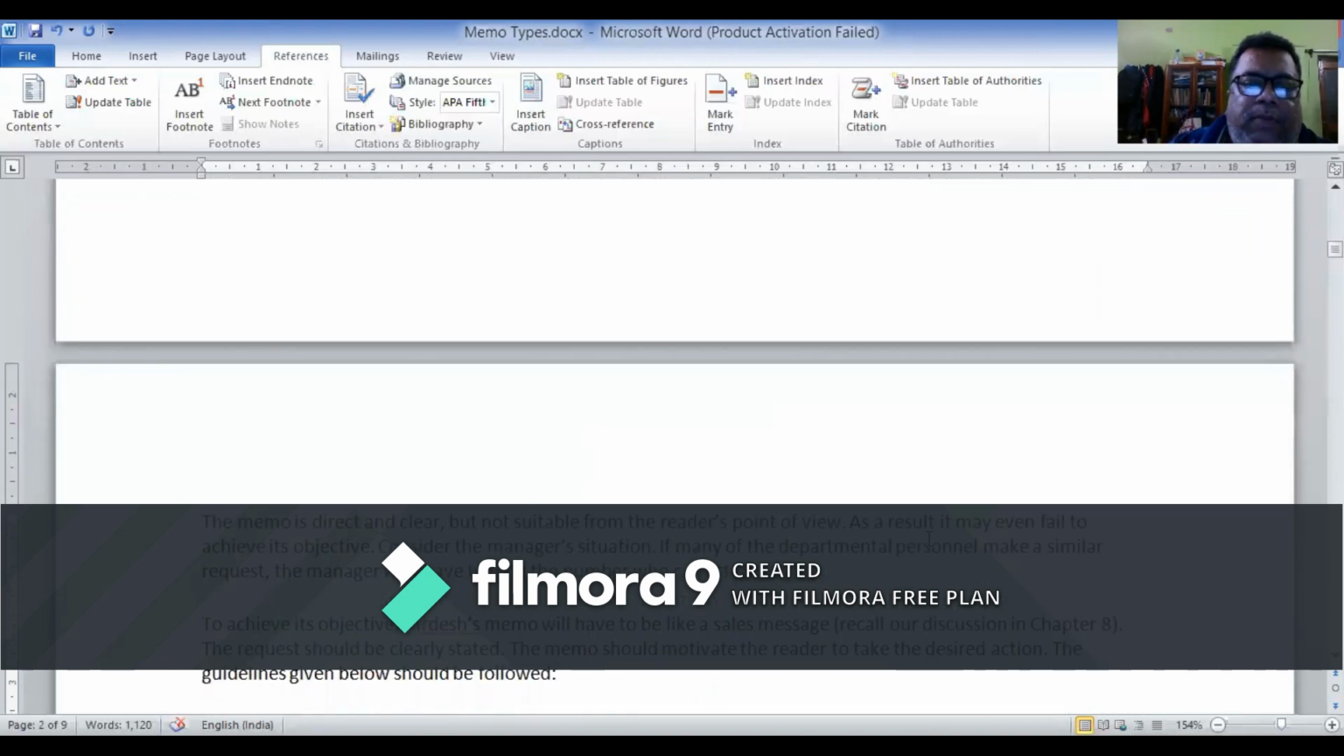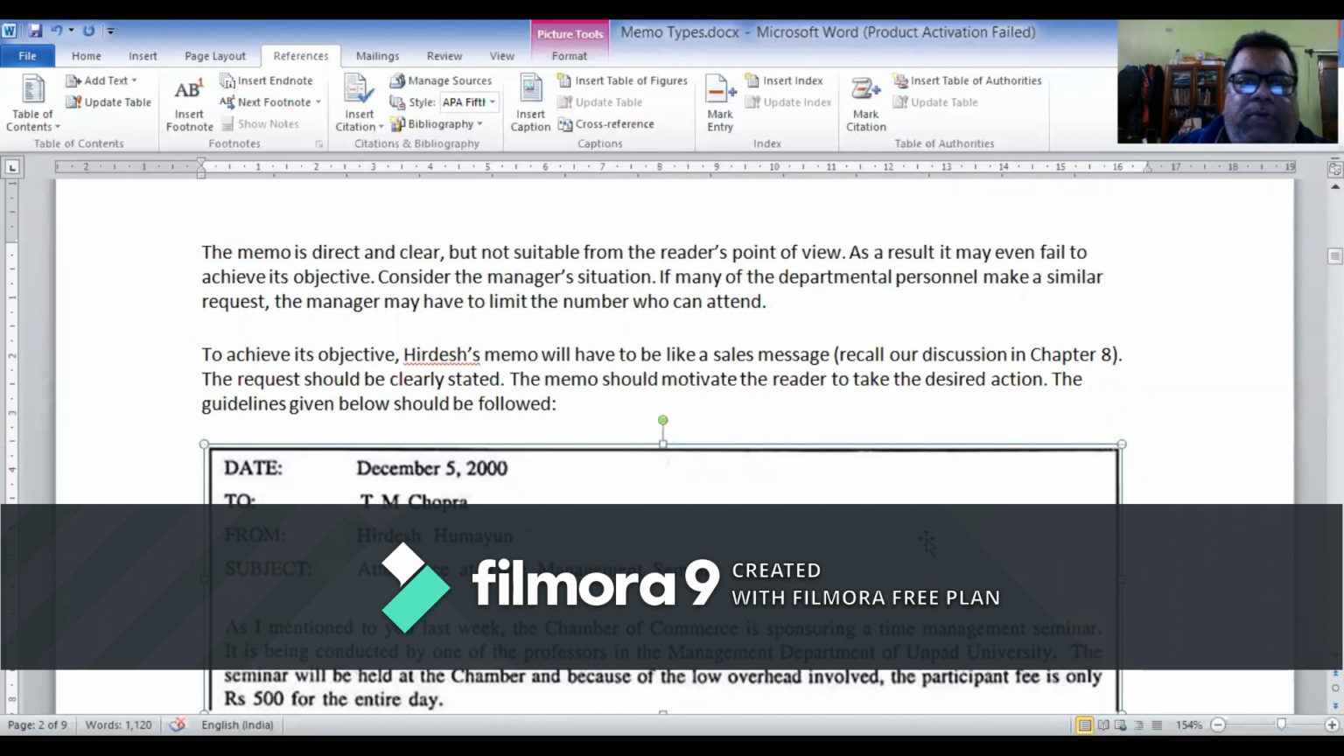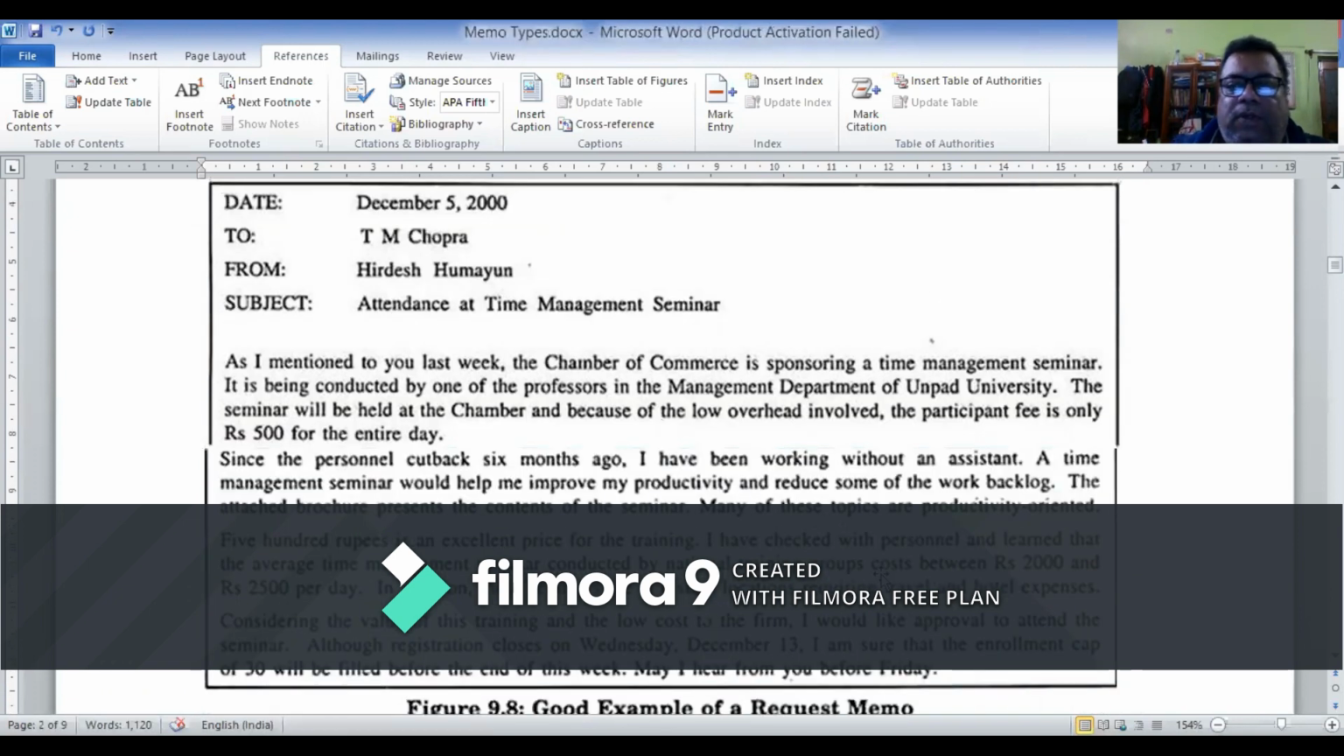Now, while some people may say that this is a direct and clear memo, obviously from the recipient's or the decision maker's point of view, it's not a very good memo, because this memo will not help the recipient to take a decision. So naturally, the objective of the memo will fail. On the other hand, if you look at the memo which you see now, written by the same person, it has much more details. It is comprehensive.